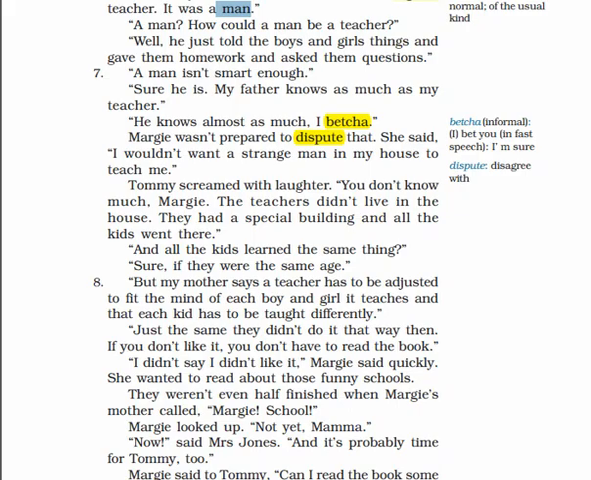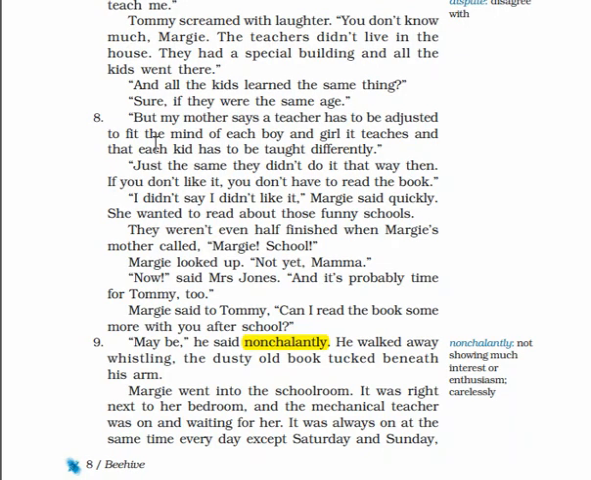Instead, children went to a special building called a school, where they learned together. He also tells her that kids learned the same things if they were the same age. But my mother says a teacher has to be adjusted to fit the mind of each boy and girl it teaches, and that each kid has to be taught differently. Just the same, they didn't do it that way then.